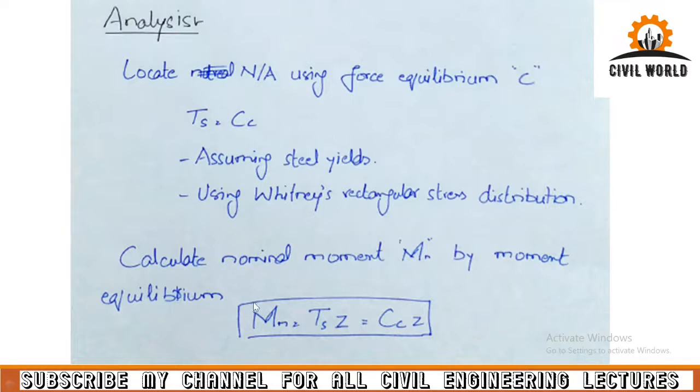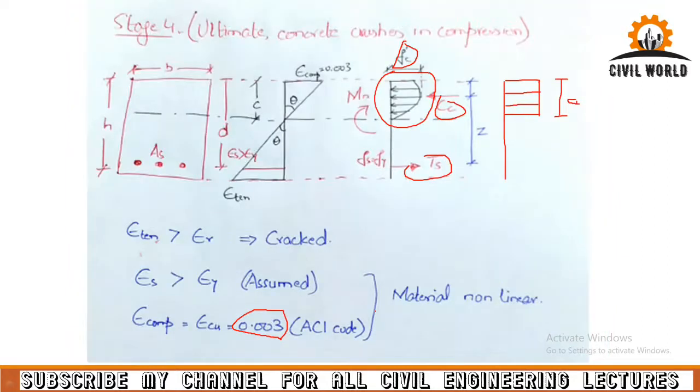And then we can again use the same equation, which is Mn equal to tension force in steel multiplied by its moment arm, or compression force in concrete multiplied by its moment arm. So this was the explanation of the behavior of a reinforced concrete beam, how it behaves when loads are applied to it and bending stresses are produced in the beam.